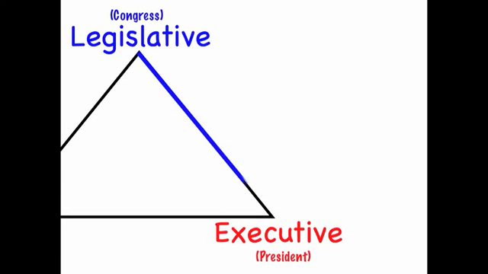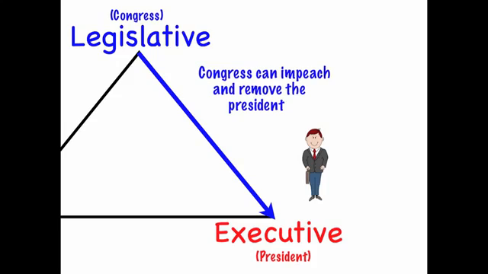Congress has power over the President because Congress can impeach and remove the President. When the President commits a crime, Congress can formally charge the President and remove him or her from office.